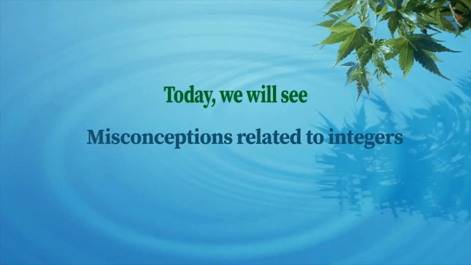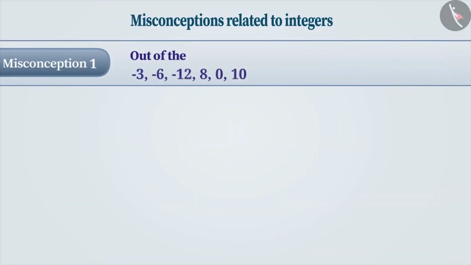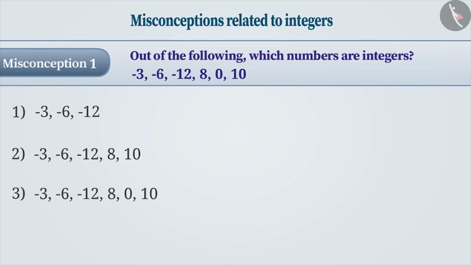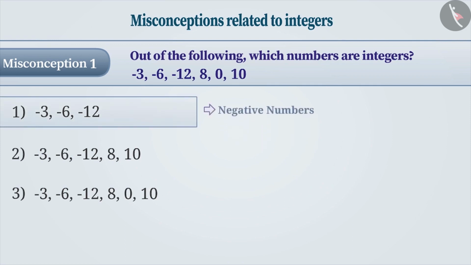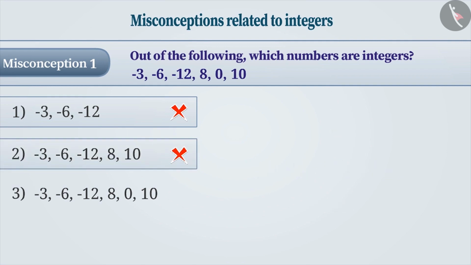Today, we will see some misconceptions related to integers. Misconception 1. Of the following, which numbers are integers? Often, only negative numbers are mistaken as integers, in which case you might choose option 1, which is incorrect. Similarly, it is understood that the collection of integers has positive numbers and negative numbers alone, and no zero, which will lead you to choose option 2, which is again incorrect. The correct answer is obviously option 3, since integers include all negative numbers, positive numbers, and 0.